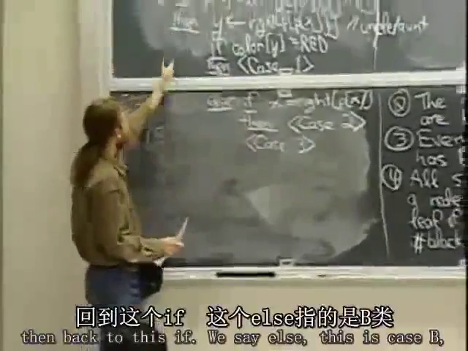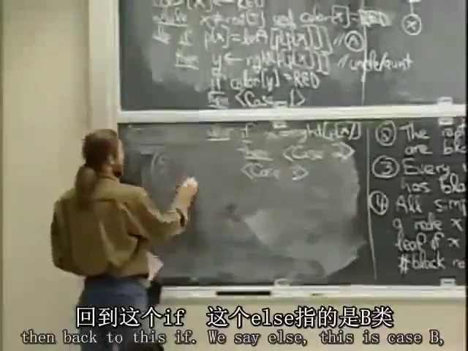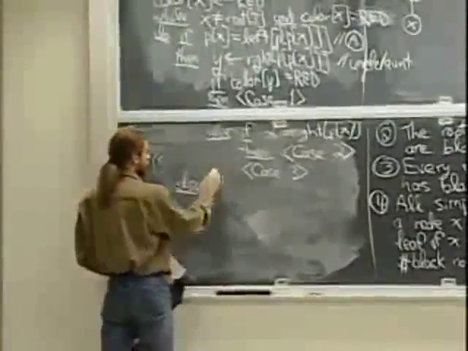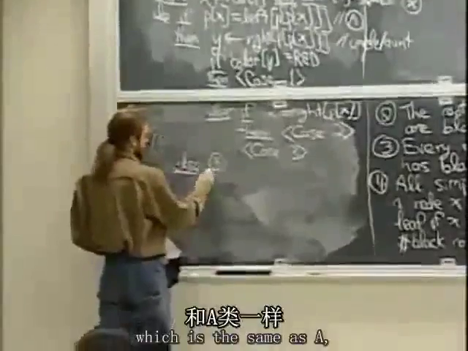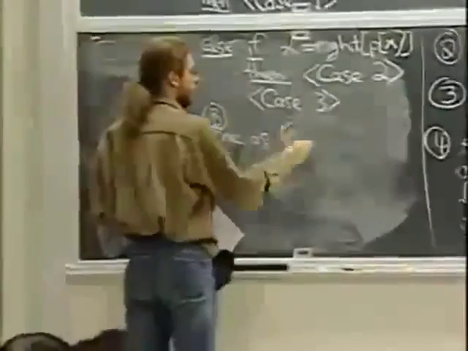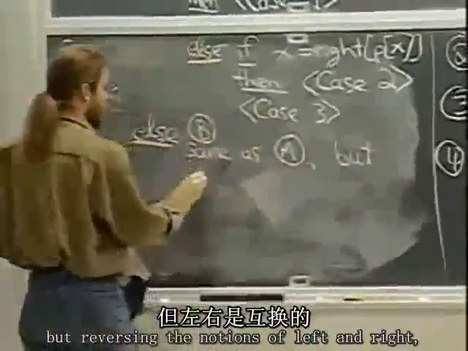Then up back to this if, we say else, this is case B, which is the same as A, but reversing the notions of left and right.